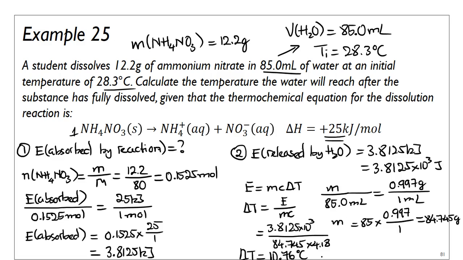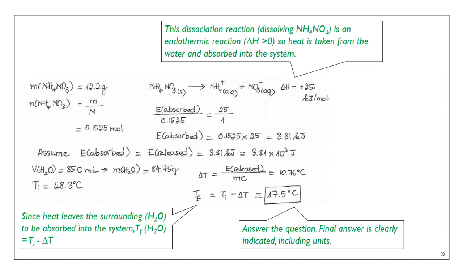Celsius degree, which means that the final temperature is going to be 28.3 minus 10.76, because you have to have a decrease in temperature. So 28.3 minus 10.76 gives 17.5 Celsius degree. So this is the final answer for this question. Okay.